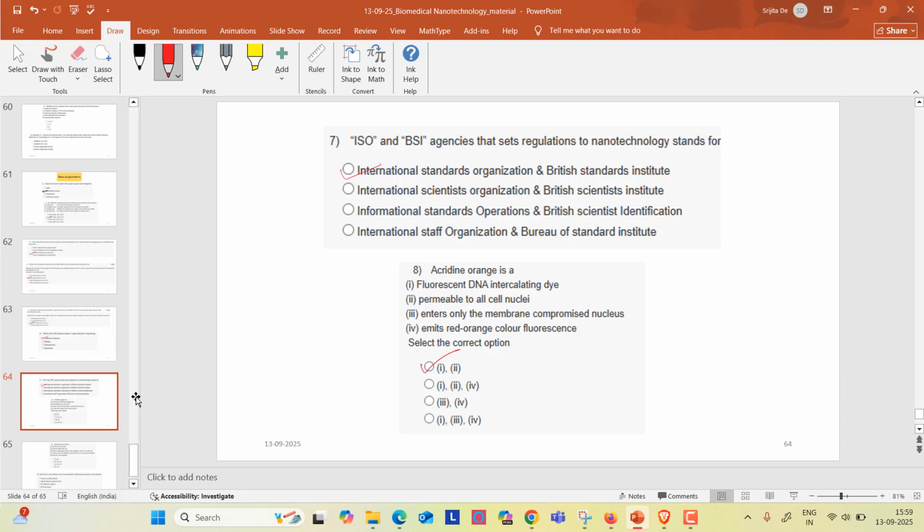So acridine orange shows a fluorescent DNA intercalating dye. It shows fluorescent color and it is permeable to all cell nuclei. So the answer is 1 and 2. Next.